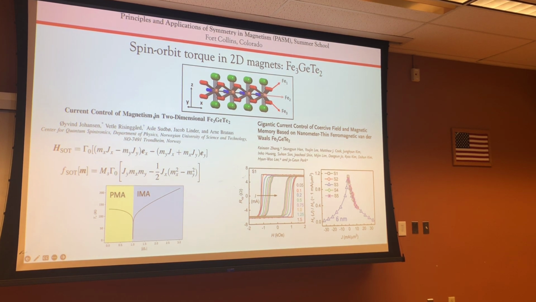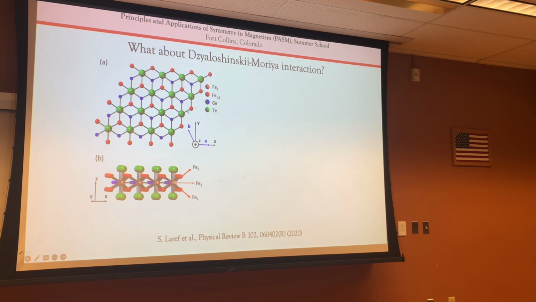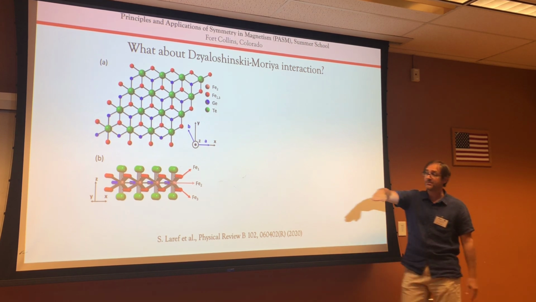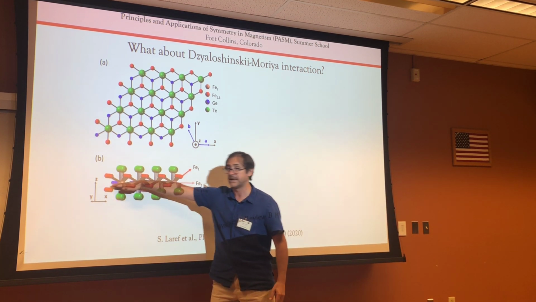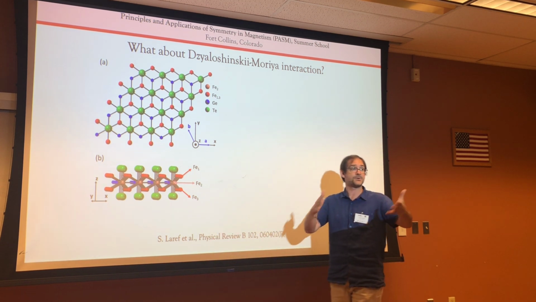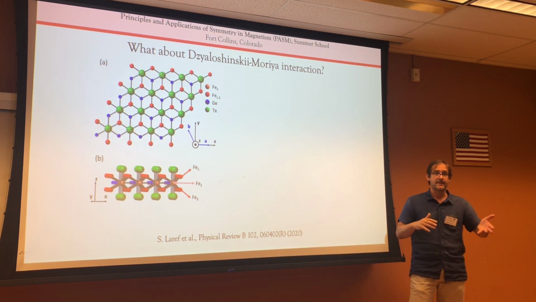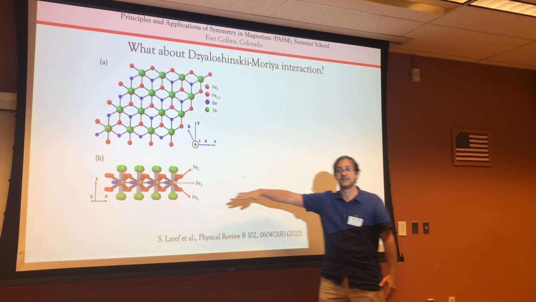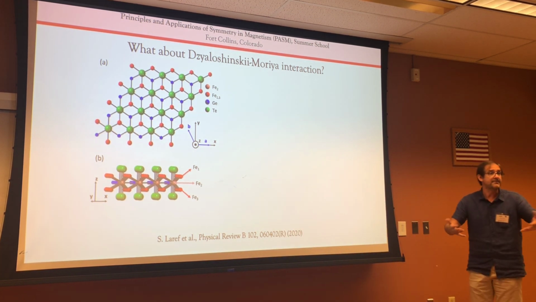For the Dzyaloshinskii-Moriya interaction, we looked at this iron germanium tellurium because there were some claims that there were skyrmions in this system. For us, it was very intriguing, because there is a strong mirror symmetry in the two-dimensional plane, which kills all the Rashba effect and the Dzyaloshinskii-Moriya interaction that could stabilize the skyrmions. So from the symmetry perspective, there should not be skyrmions here. And still, there have been some claims that there are skyrmions.